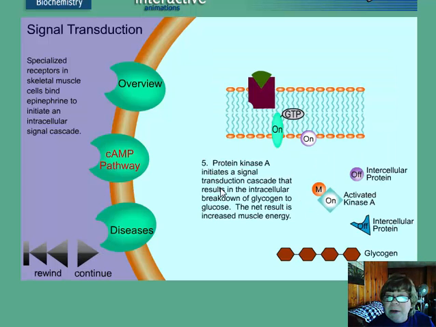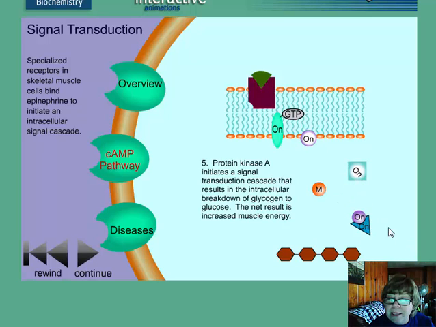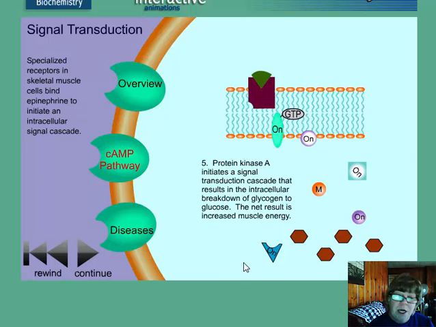Anyway, protein kinase is going to go over here to our intracellular protein that is going to actually produce the breakdown of glycogen into little glucose units. Notice, for one piece of hormone, one piece of epinephrine, one piece of adrenaline, we were able to break down this chain. This is called amplification.